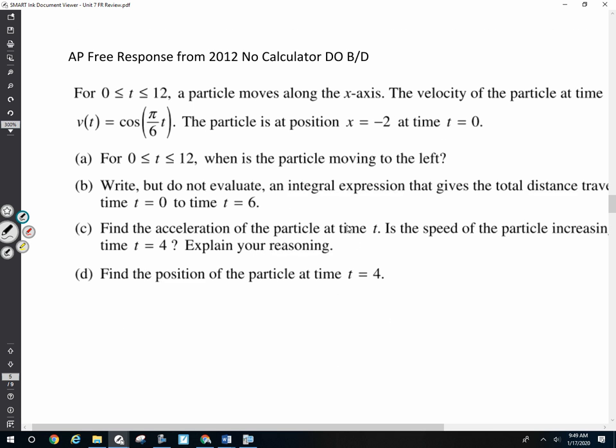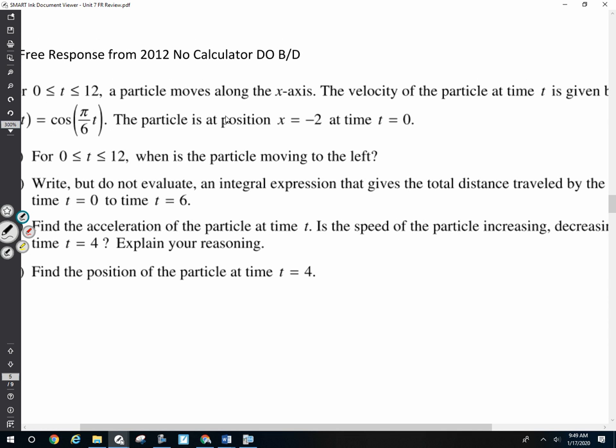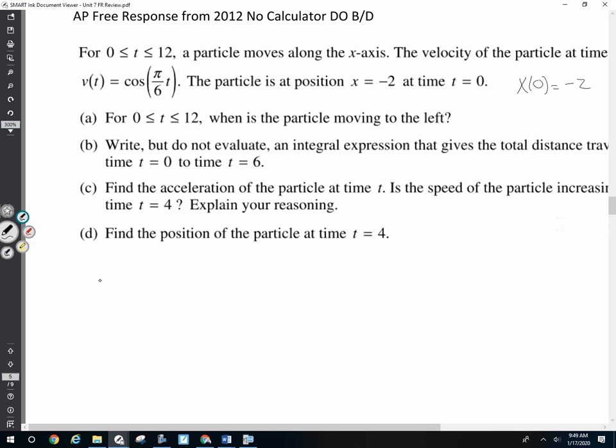2012, no calculator, trig function. Okay, the particle is at position negative 2 at t equals 0. Let's remind ourselves of that. X of 0 is equal to negative 2. When's the particle moving left? The particle is moving left when our velocity is negative. Got to take my velocity, set it equal to 0.